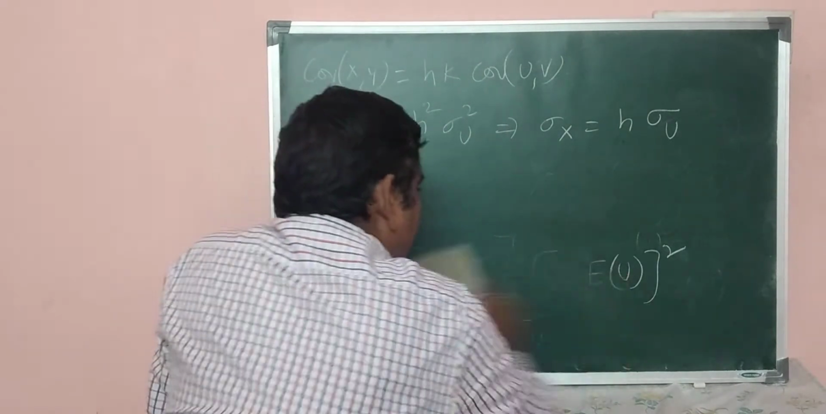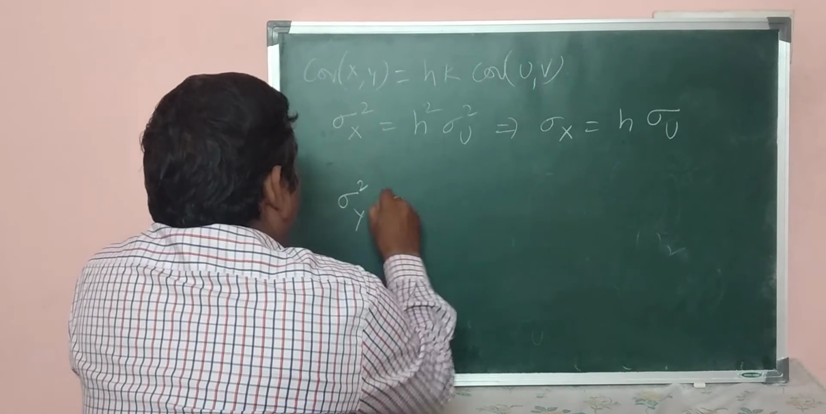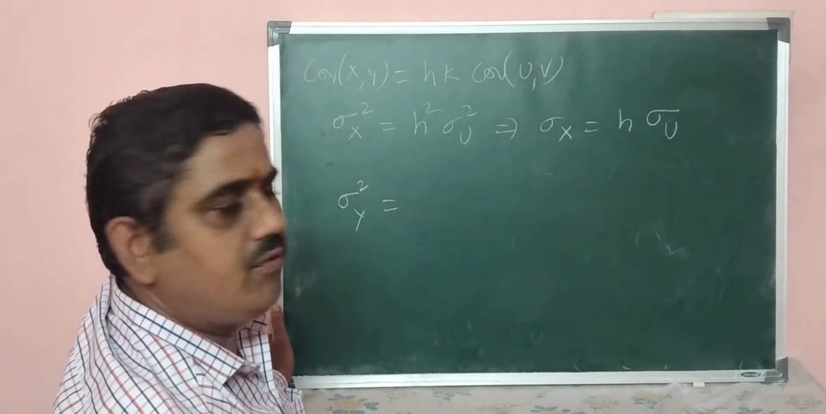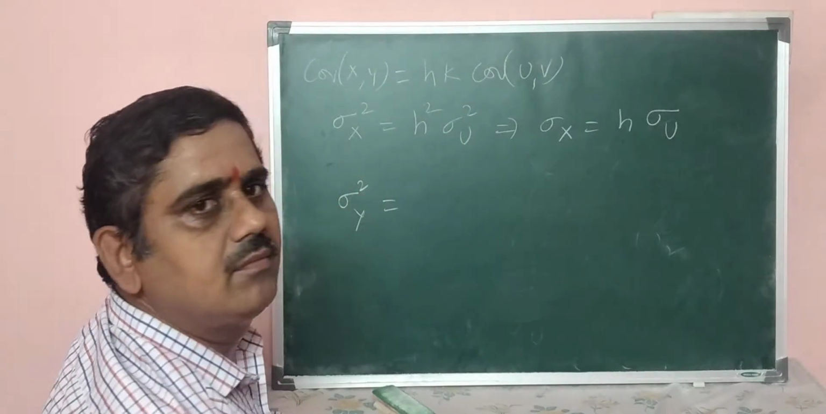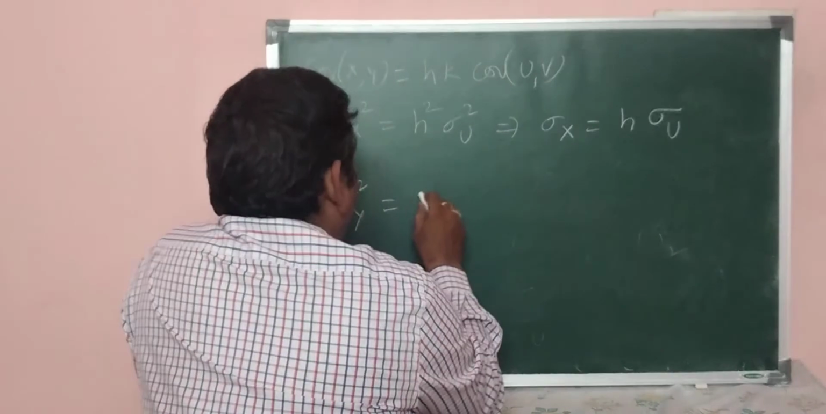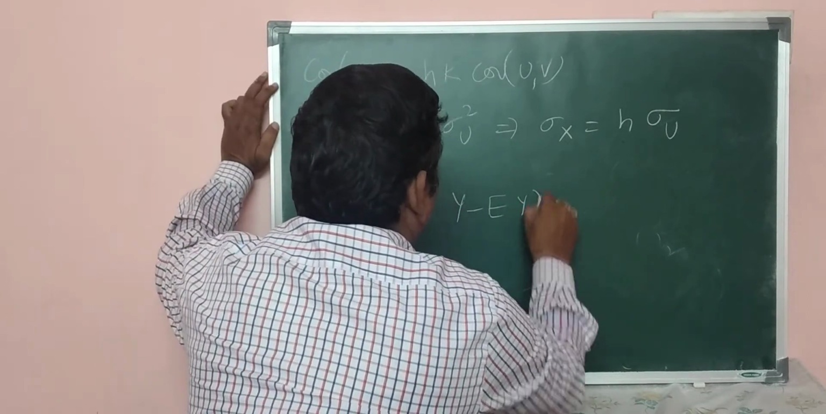So now we calculate similarly another one, sigma square y, variance of y. We can easily simply write the values with the help of this. So I am writing here, I am calculating expectation of y minus expectation of y the whole square.